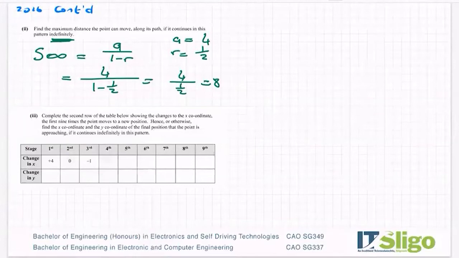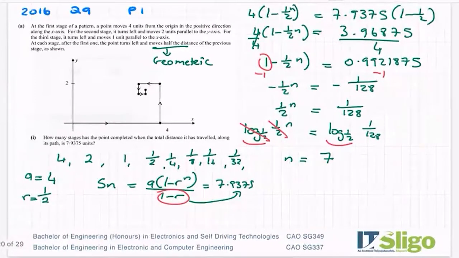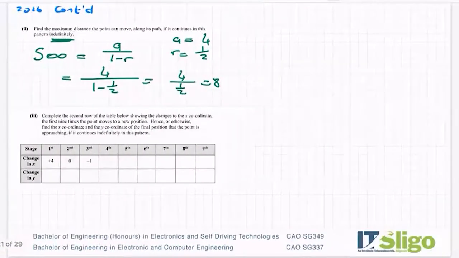Okay, so I have all my stages, change in x, change in y. So for the first pattern, I moved along the x-axis by 4. So this is the plus side, your numbers are getting bigger. If I go this direction, it's the minus direction, so your numbers are getting smaller. Similarly, minus direction in y, plus direction in y. So I move along here 4. I don't change at all in y, I don't go up or down.